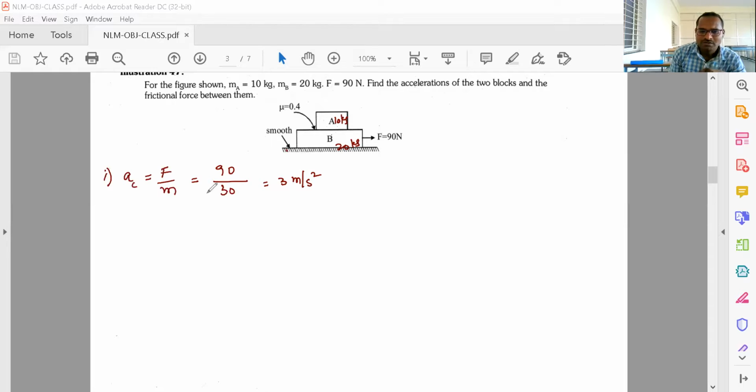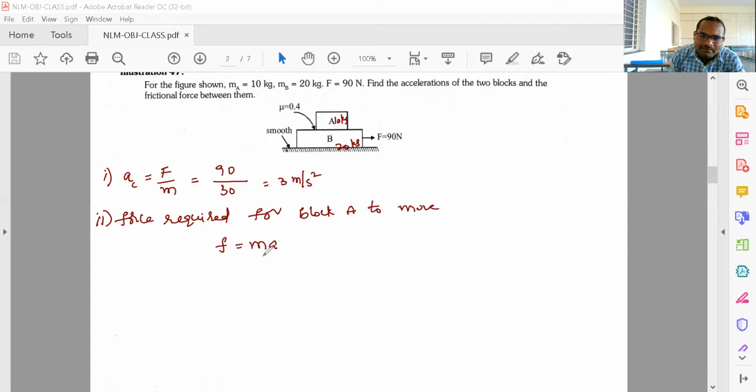Now, for block A to move together with block B, some force is required. Yes or no? So let us find that point. Force required for block A to move is nothing but MA, mass of block A into common acceleration. Mass of block A is 10 kg, common acceleration is 3 meter per second square. So 30 Newton force is required. Who can give this much force? It is nothing but frictional force.